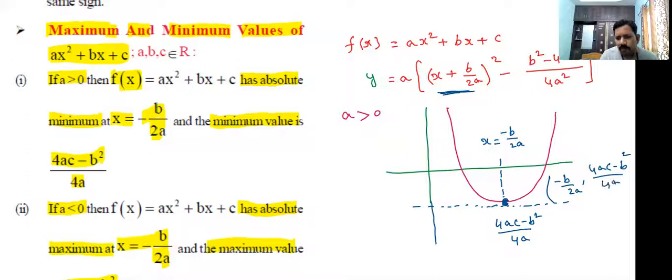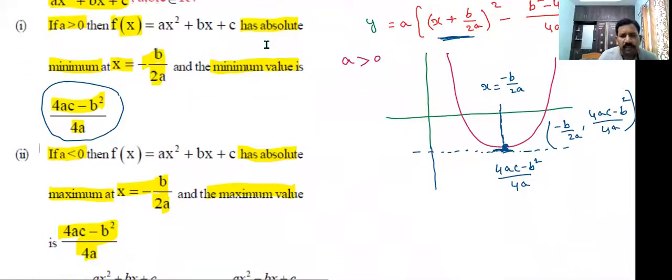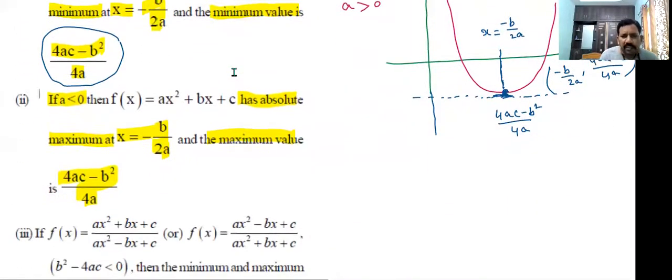Students, understood? If a greater than 0, at x equal to minus b by 2a, the curve has a minimum value. So what is the formula? At x equal to minus b by 2a, the minimum value is 4ac minus b square by 4a. Please note down. Next, if a less than 0, we know that the curve is looking downwards.